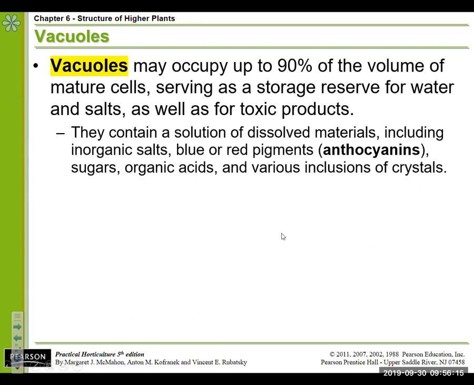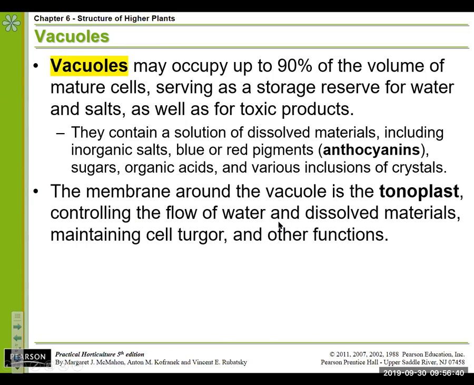Vacuoles are actually a large portion of cells, and in a mature cell could be up to 90% of the volume. And the basic function of the vacuole is to serve as a storage reserve for water and salts. And it's kind of like the liver of the plants. It's processing toxic products as well. So we also see such things as pigmentation in vacuoles.